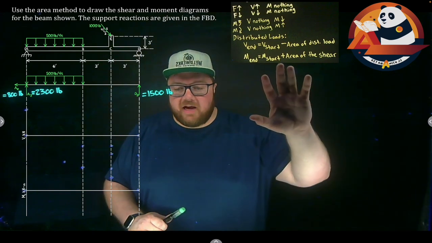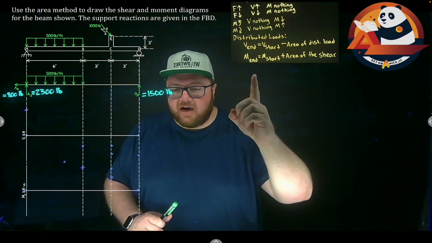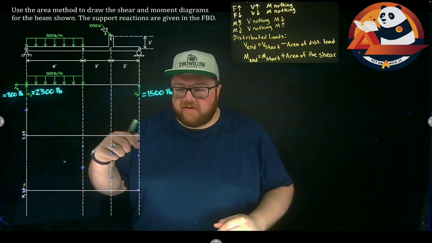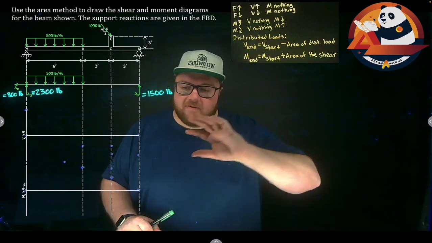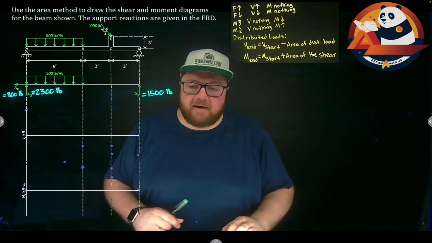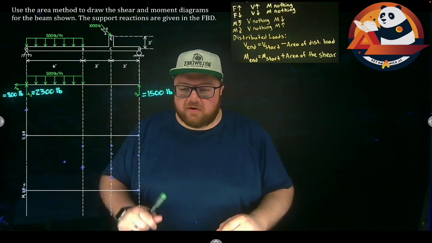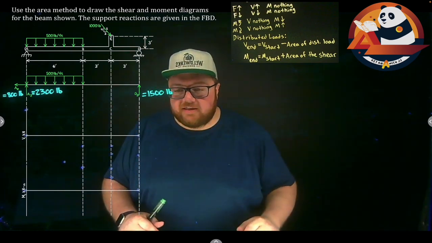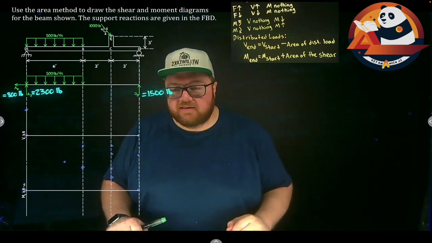If we're using the area method, we're really just coming in and applying all of these rules. If I have a force going up, my shear immediately goes up. If I have a force going down, my shear immediately goes down. And neither of those is going to make an immediate impact in my moment diagram. For an applied couple moment, if I have a counterclockwise one, my moment immediately decreases. If it goes clockwise, my moment immediately increases.